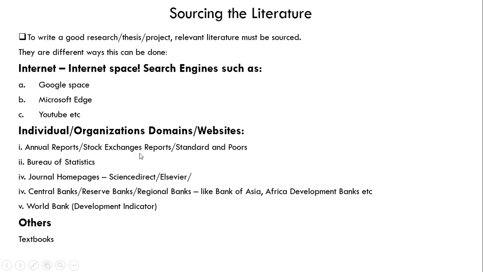You can source that from stock exchange reports globally. You can also source from independent bodies such as Standard and Poor's. You can get materials, excuse me, from the Bureau of Statistics. Of course, you can also source relevant literature from journal homepages, for instance, from ScienceDirect, Elsevier, as the case may be. Data or literature materials can also be sourced from central banks or reserve banks, regional banks, for instance, the African Development Bank, the World Bank Development Indicators, and so on and so forth.